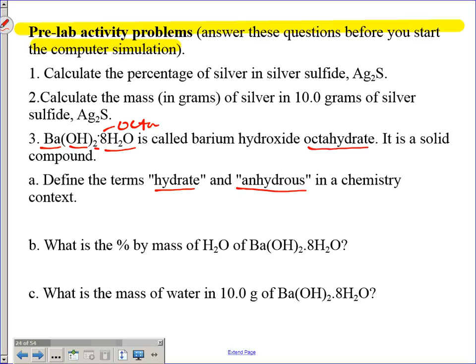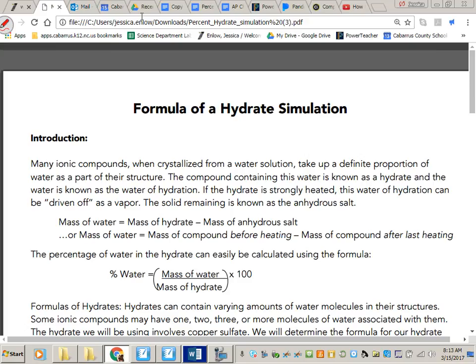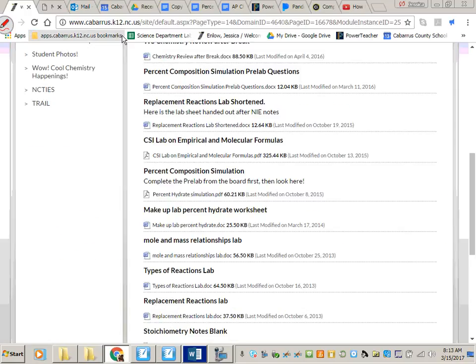You guys have, let's say, 8 minutes or so to knock out the pre-lab questions. I have them here, but on my website, if you also want to pull them up to have them in front of you, it's under Unit 4. It says percent composition simulation pre-lab questions. When you click that, that should be the pre-lab questions. Percent composition simulation is going to be here too. So I have the pre-lab already pulled up for you.